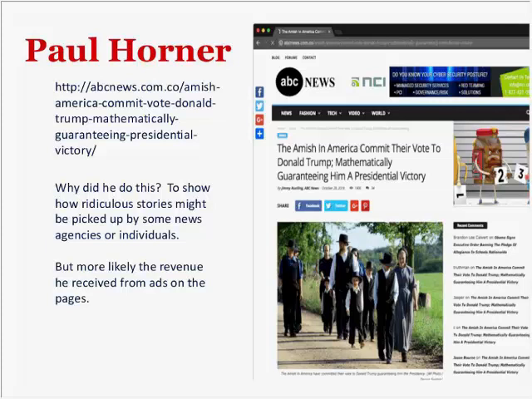Paul Horner was someone who, post last election, was interviewed on a lot of news shows because he unabashedly came out and said that he affected the result of the election. He did it by creating some outrageous news stories that had absolutely no basis in reality. He just sat in his living room and made them up. He claimed that what he was trying to do is demonstrate to the American public how easily they could be fooled. But more than likely, his motivation was that he made six figures of income from the advertisements that came on his fake news site.